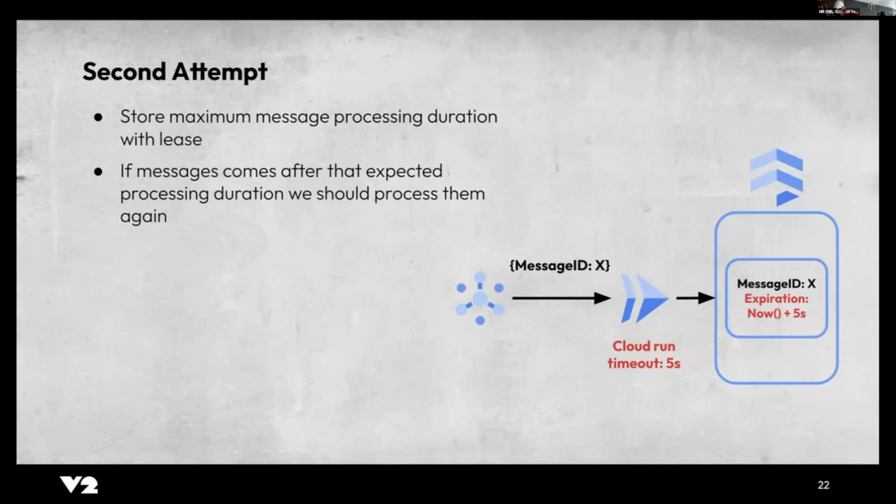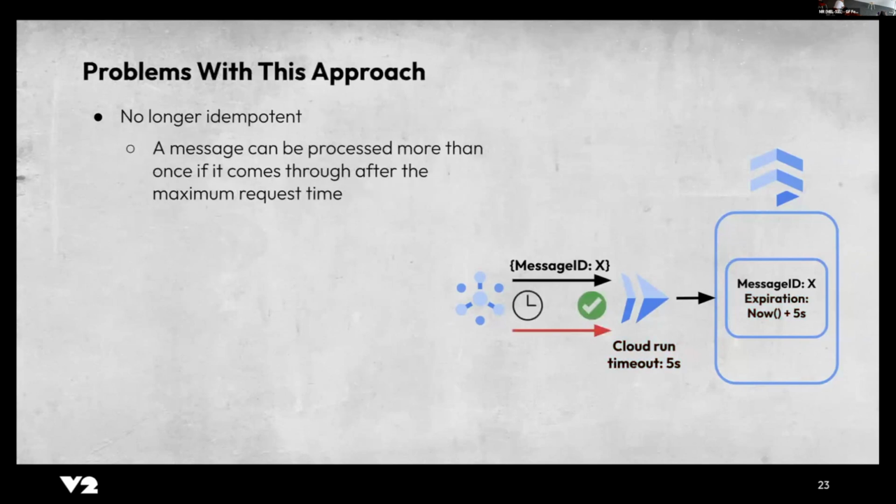The issue with this one though is if something comes through for some reason from Pub/Sub, after that message timeout, we're actually going to have the same issue that we're facing, just on idempotency again. So not quite satisfactory, unfortunately.